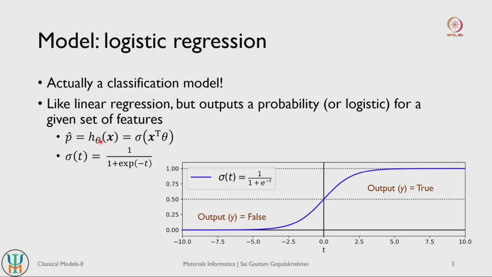Mathematically, if you look at a linear regression model, you will just have h theta of x as x transpose times theta. So x transpose is your set of features, theta is your set of weights and biases. But in logistic regression, whatever is the output of this x transpose times theta, you pass it through some kind of a logistic function or an activation function, which is represented by sigma, and the output of sigma is the output of your logistic regression model, or your p, your probability here.